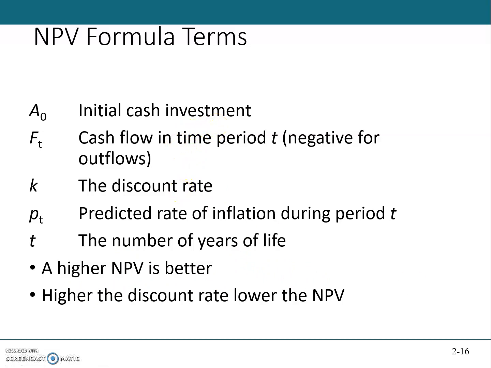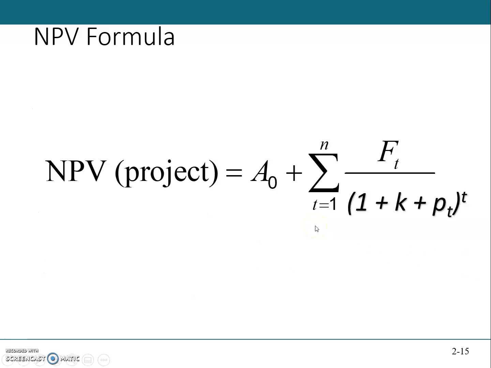Now, the higher the net present value, the better is the project. On the other hand, the higher the discount rate, the lower will be the net present value, because the cash flows will be discounted at the higher rate, as it is given in this formula. So the higher this value, the lower will be the net present value.